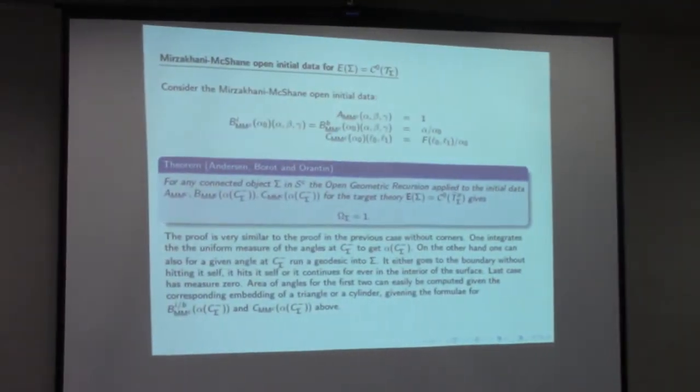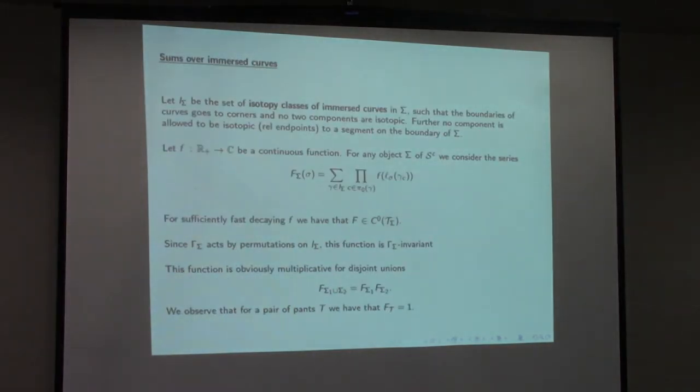And so now that's great, because remember before it was really essential we had this partition of unity. Because with this partition of unity we can do many more things now. So let's look at immersed curves. So the I sigma will be the set of isotopy classes of immersed curves in the surface, such that the boundaries of the curves go to corners. So now it's arcs, it need not be closed curves, right? It could be arcs, but they have to go from corner to corner. And no 2 components are isotopic. Further, no component is allowed to be isotopic, rel boundary points, to a segment of the boundary.